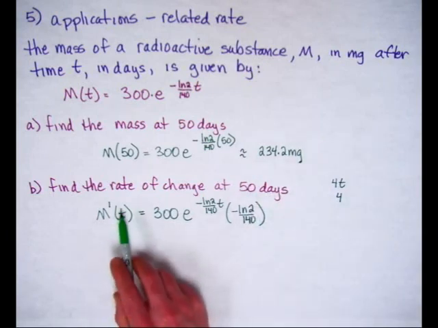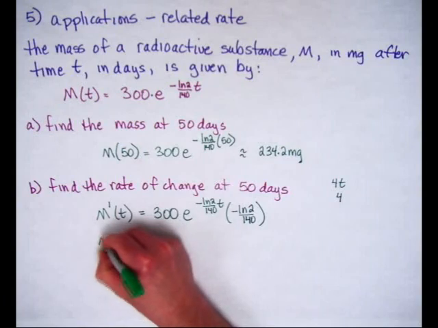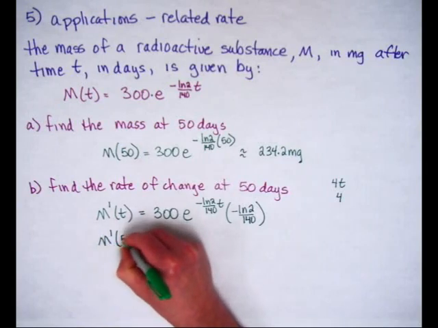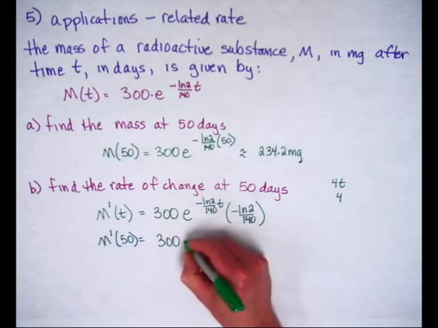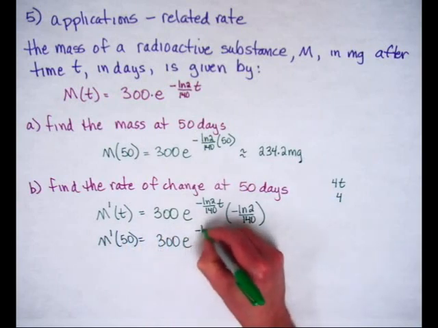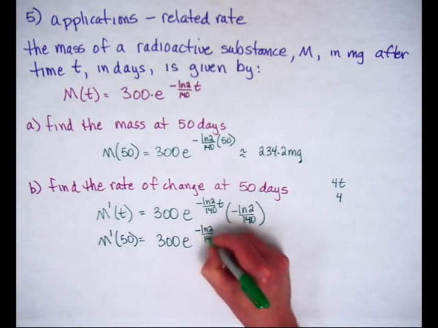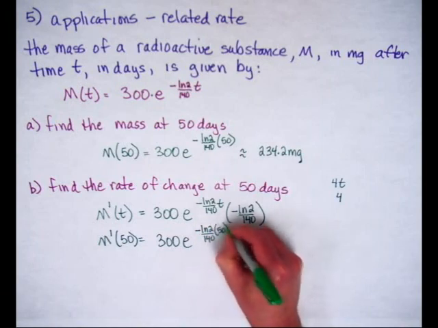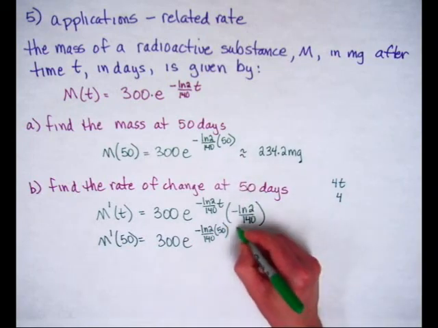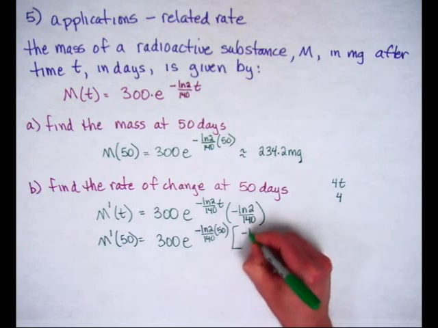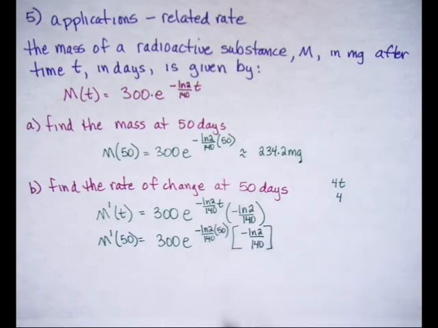And then finally, the question wants us to find the rate of change at 50. So m prime at 50 is going to be 300 e to the negative natural log of 2 over 140 times 50, which, by the way, you've already calculated up here, and then times negative natural log of 2 over 140. So once again, it's not that complicated. It really comes down to your ability to use a calculator. So you want to make sure you practice that.